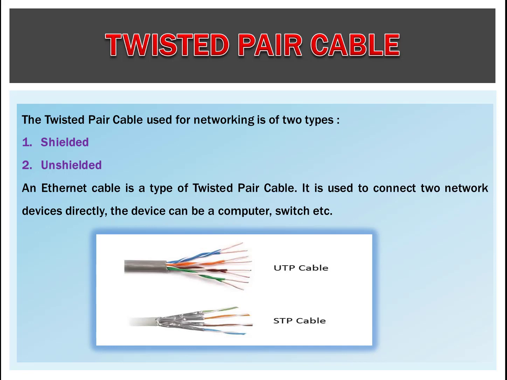A twisted pair cable used for networking is of two types. First is shielded and second is unshielded. An Ethernet cable is a type of twisted pair cable. It is used to connect two network devices directly. The device can be a computer, switch, etc.